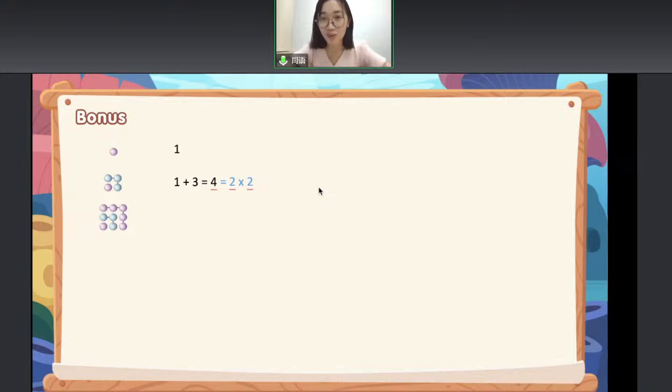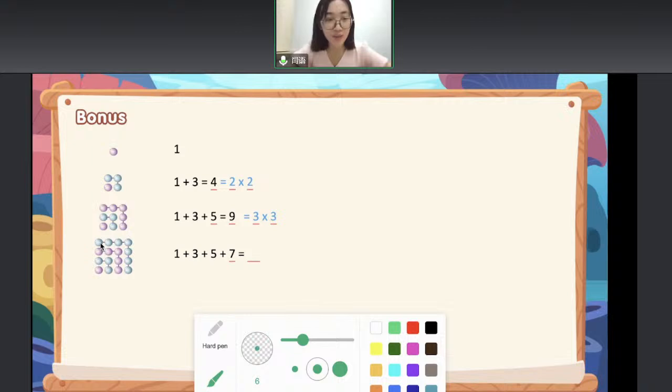And what about this part? Try to observe. That is 1 plus 3 and then plus 5 equals 9. So how can we get 9? Also, you see this is a bigger square, which is 3 times 3. Well, move on, we can get 1 plus 3 plus 5 plus 7, right? You can just count this part.